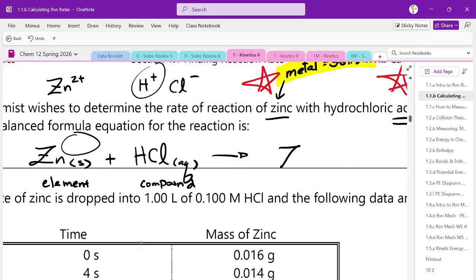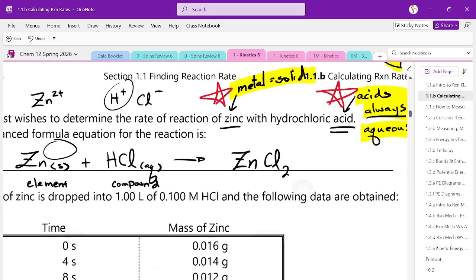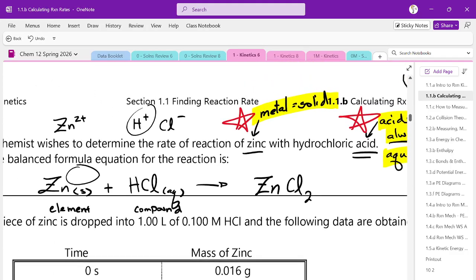Now, what if I write ZnCl? Are we good with that? No, why? It should be ZnCl2. Zinc has a 2+ charge, so we need to have 2 chlorides to match with that. What state will that be? It's going to be aqueous.